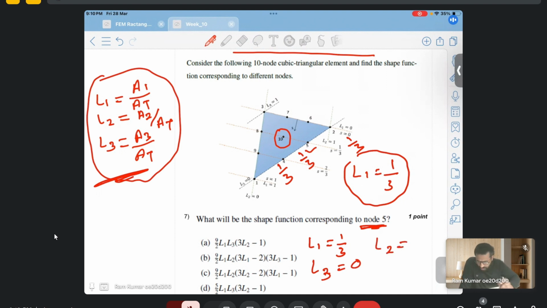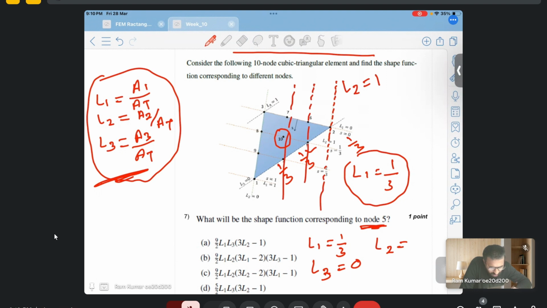We are only concerned about L2. So where is L2? So this is L1, 2, 3. Here L2 will be 1. Can you see here? This is L2 equal to 1, and at node 1, L2 is 0. So L2 will be 2 by 3.